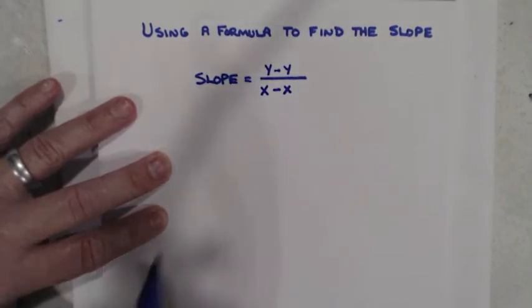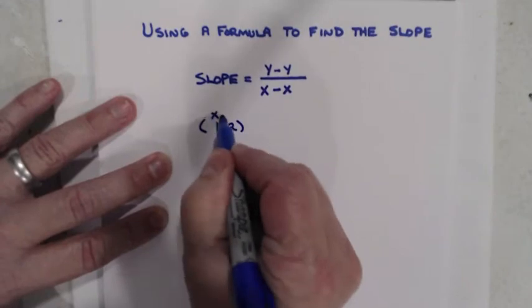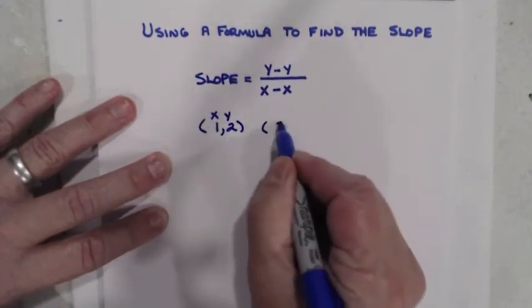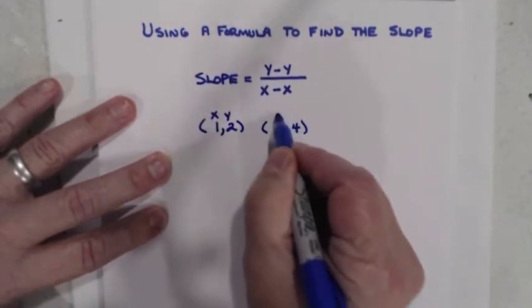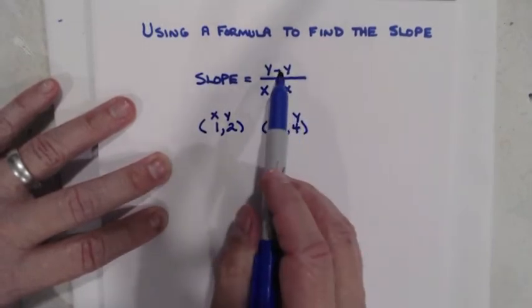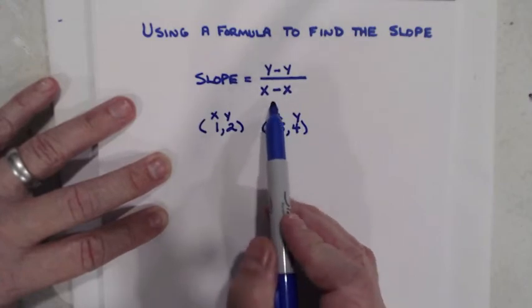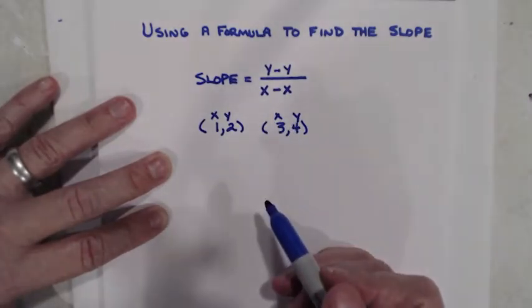Now, remember, a point consists of an x and a y, and when they give you 2 of them, you have 2 x's and 2 y's. You're going to take those y's, subtract them, put it in the top. You're going to take your x's, subtract them, put it in the bottom. Just that easy. So let's look at our first example.